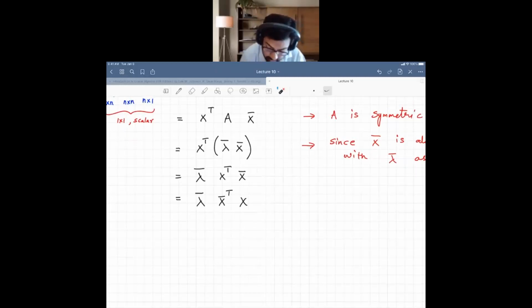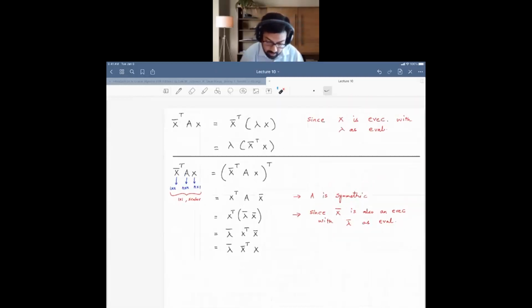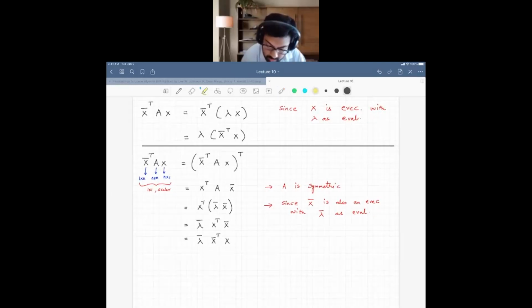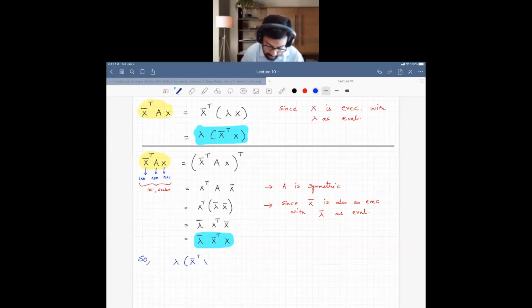Next, now I will try to compare. Zoom out, take a look. This guy, which we considered in both cases, gave us this and this. So that means that those two should be equal, right? So now I can say lambda x conjugate transpose x should equal lambda conjugate x conjugate transpose x, right?